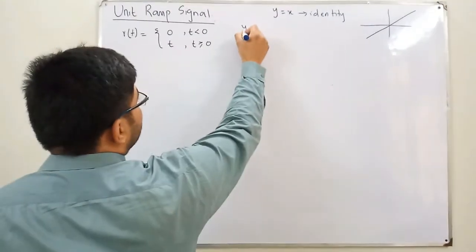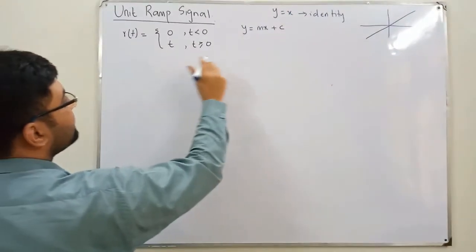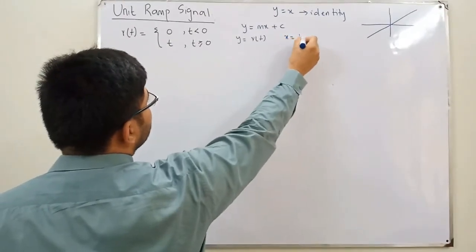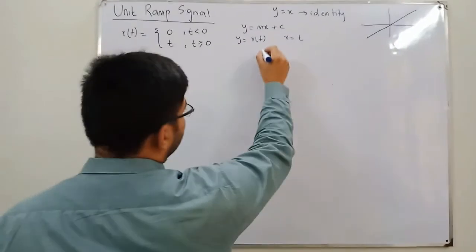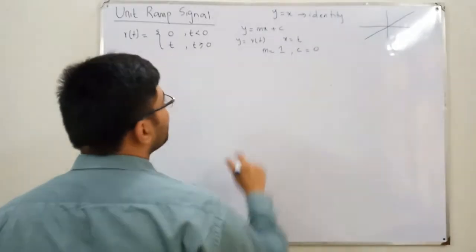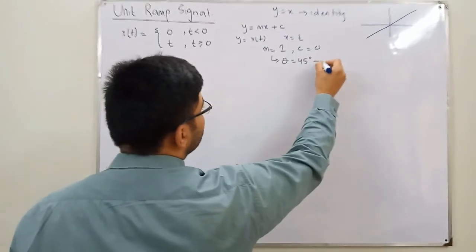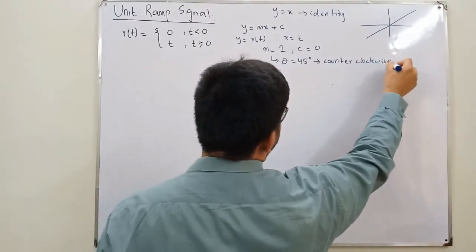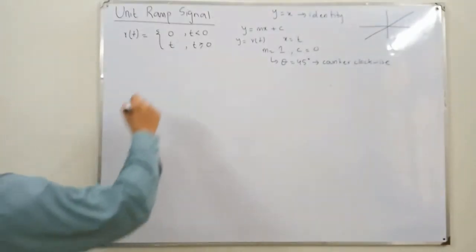Right? So as we have the equation of a line, y is equal to mx plus c, have a look. Over here, the value of y we have is r of t, and the value of x is the x-axis, which is the value of time. So have a look, the slope is 1, m is equal to 1, and the y-intercept is 0. So m is equal to 1 means theta is equal to 45 degrees, and theta is measured in the counterclockwise direction. So it is the same function, but it does not exist for the negative values of time.